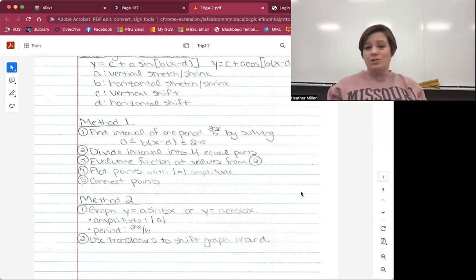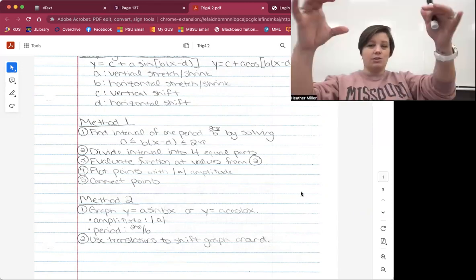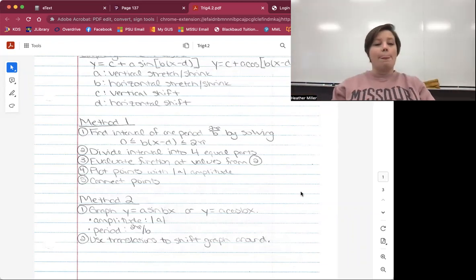This can be really nice, especially when it comes to the vertical shifting, because your period doesn't change. So the only thing that really changes, and your amplitude doesn't change, you just literally shift your graph up or down.